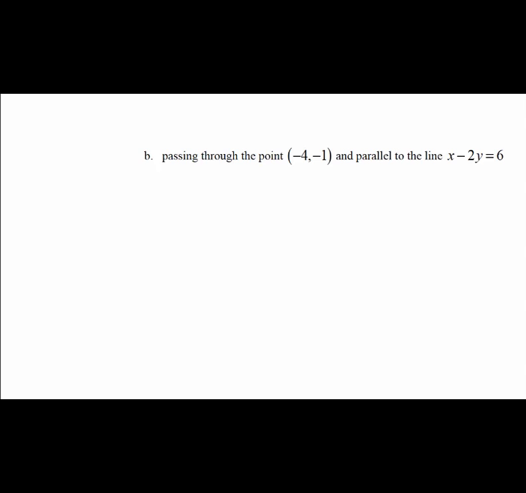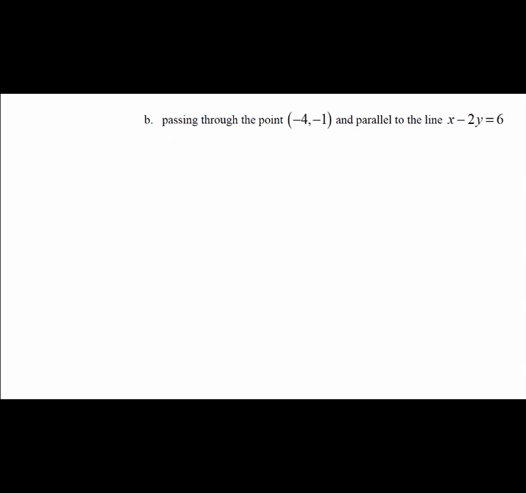On to the next example. Find the slope-intercept equation of the line passing through the point (-4, -1). So this will be my x1, y1, again for the point slope formula, and parallel to the line x minus 2y equals 6. Remember that parallel is like saying that they have the same slope. So we're going to use this information to find the slope of the line.